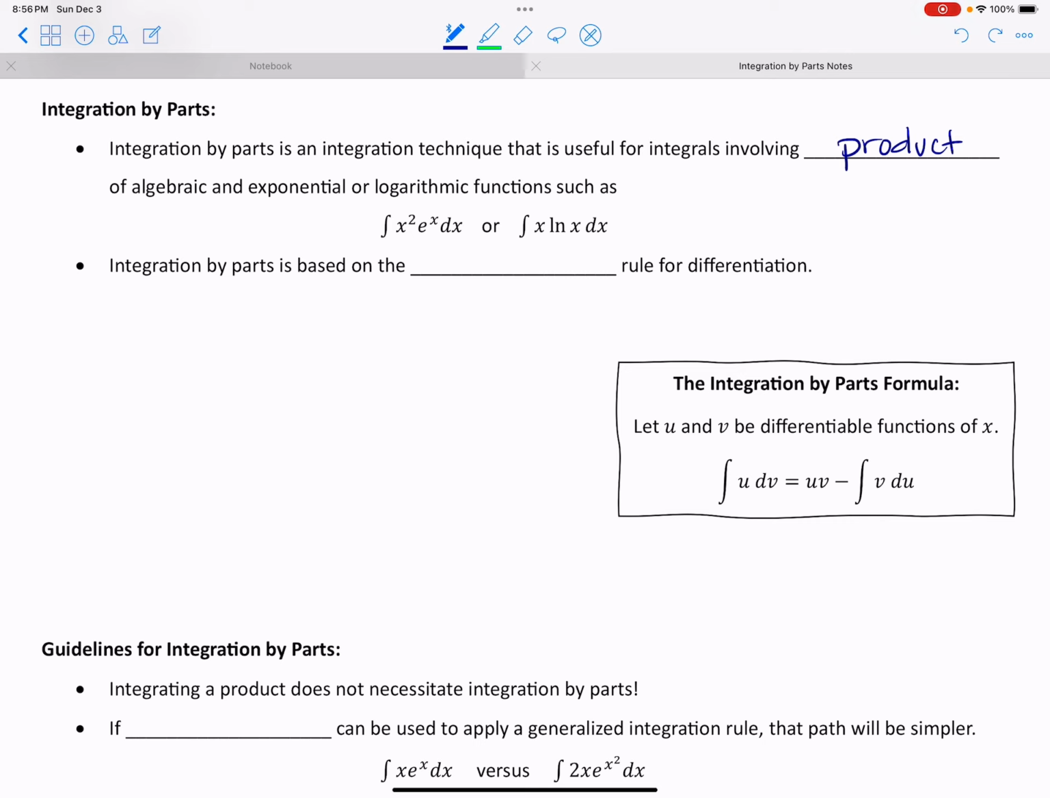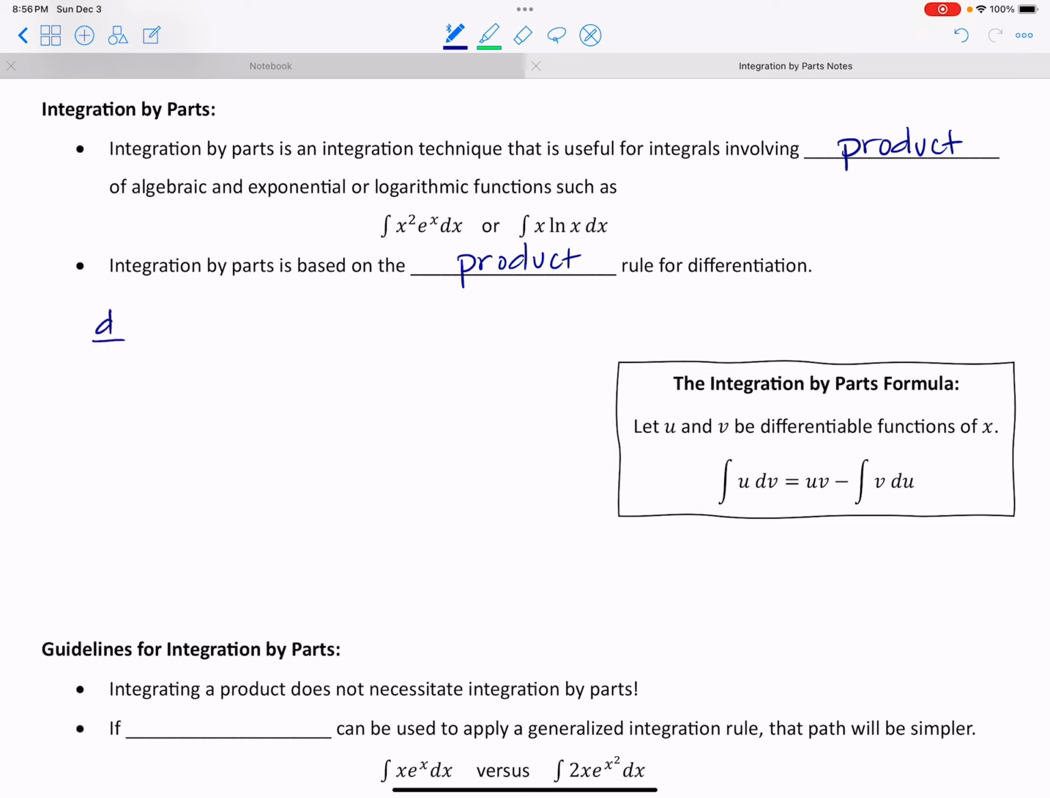Now, because it involves integrating a product, it just makes sense that our integration by parts formula, the process that we use to integrate by parts, is based on a product rule for differentiation. So it's used to integrate a product, and the formula comes from the product rule for differentiation. So that you can connect this to the product rule, which at this point we should be pretty comfortable with, let's start with that.